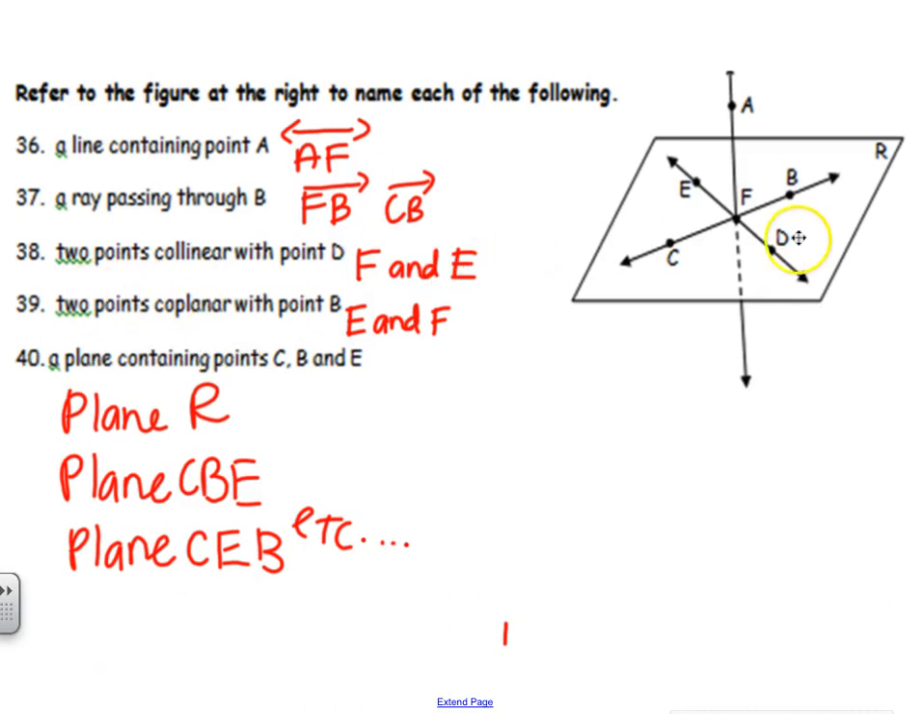2 points coplanar with B. You had lots of points to pick from, but I said F and E. Could have said C and D in any order. And then name a plane containing points C, B, and E. So the easy way would be to say plane V. Or you could pick 3 points that are on the same plane but not the same line. So you could have said plane CBE, plane CEB, CED, CFE, etc. Just don't use A or R in the 3 letters, okay?